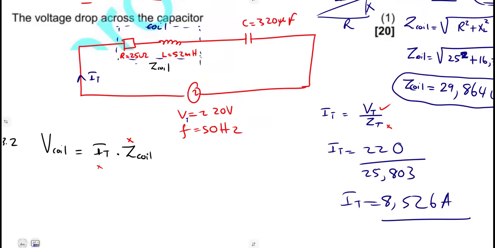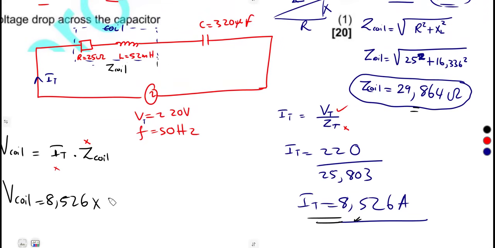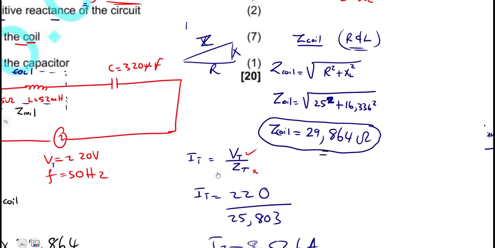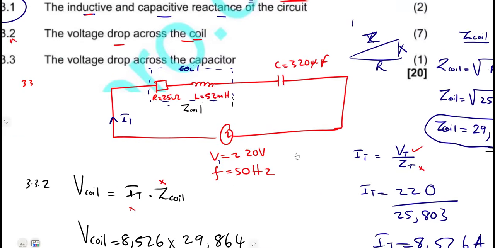So therefore, its voltage can be determined. Our V coil is going to be the total current, because in series the current is the same. So total current 8,526 times the impedance of the coil, 29,864. So that's going to give us the voltage drop across the coil, just like that. So that was going to be 254,620 volts. All right. So that's it. That's how you play around with these typical questions, guys. You see, just a lot, but not that much.